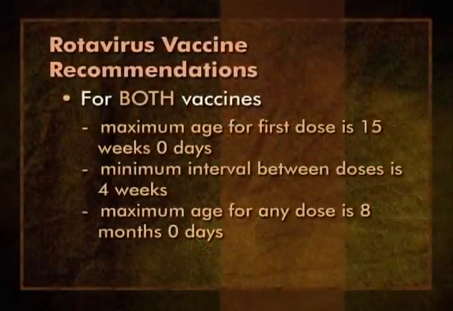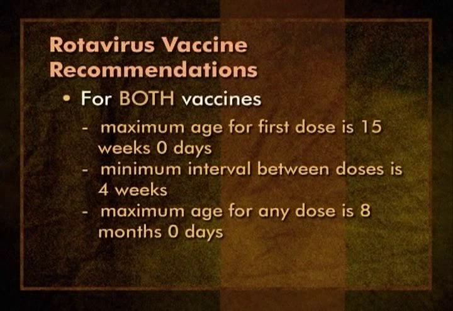The ACIP worked for more than a year to develop recommendations that would help guide the use of both rotavirus vaccines. ACIP's main objective was to develop a single set of rules that would apply to both rotavirus vaccines. For both rotavirus vaccines, ACIP recommends that the maximum age for the first dose is 15 weeks, 0 days. This is an off-label recommendation for RV5, since the approved maximum age for the first dose of that vaccine is 12 weeks. The minimum interval between doses of both rotavirus vaccines is 4 weeks.